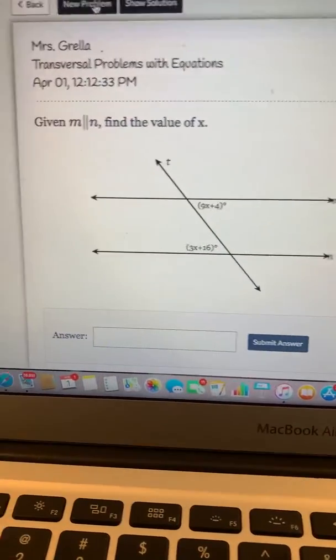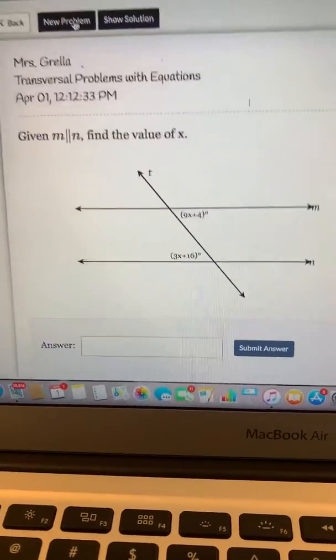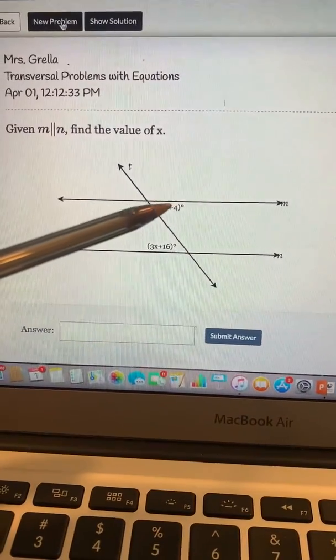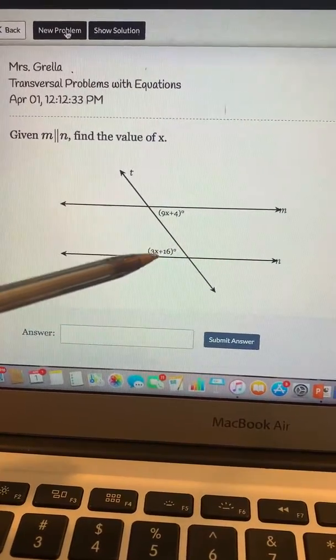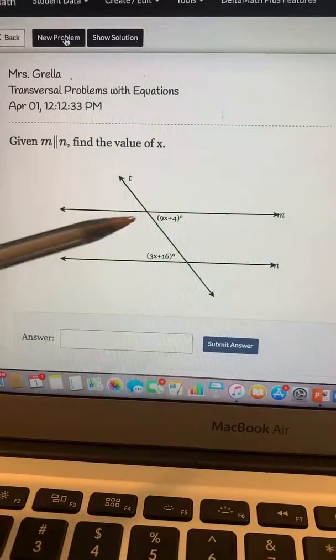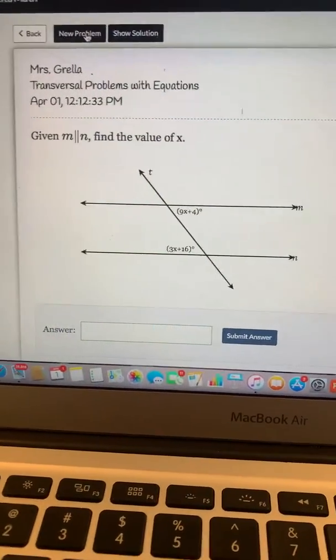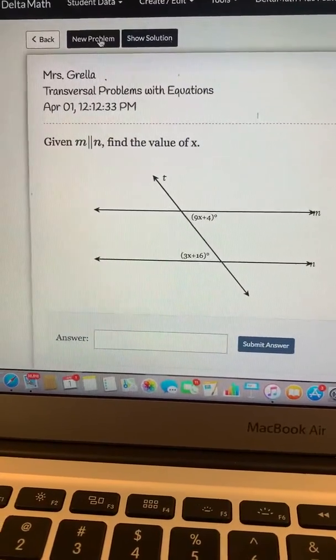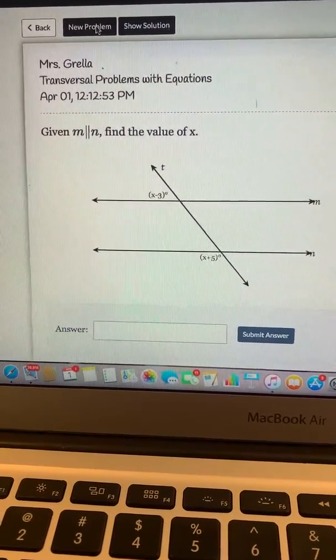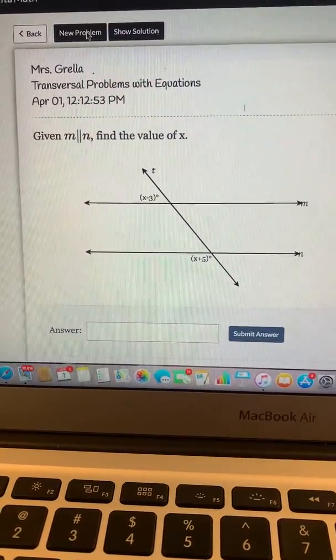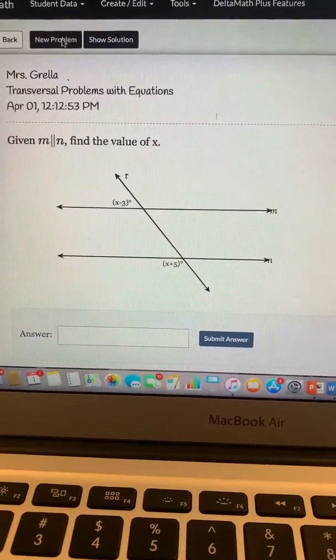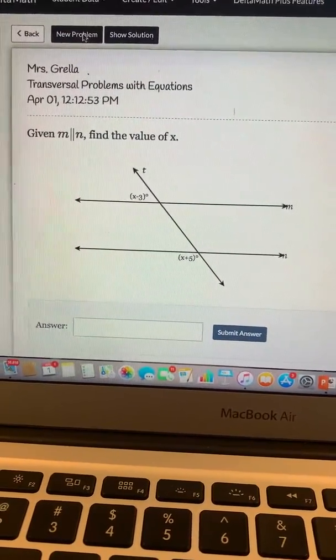This one would be set up very similarly. These are alternate interior angles. They're on the inside of the parallel lines, and they're also on opposite sides of the transversal. So alternate interior angles would be set equal to each other as well. You'd solve it very similarly. Here's one that's a little different. The setup would be a little different.